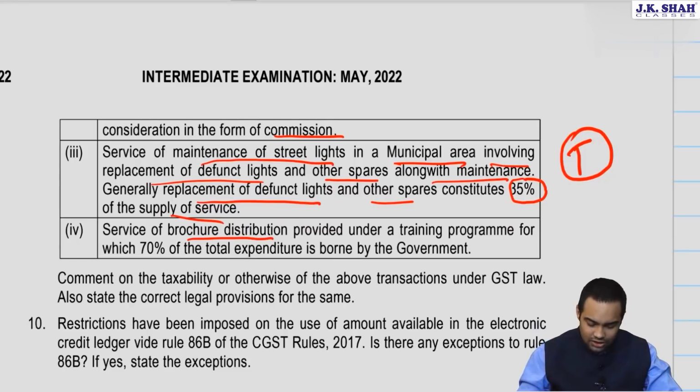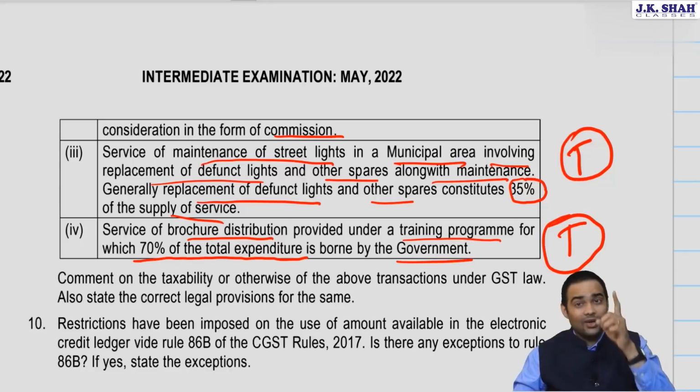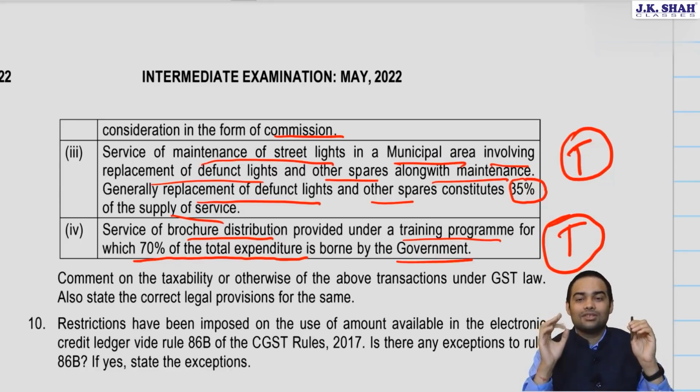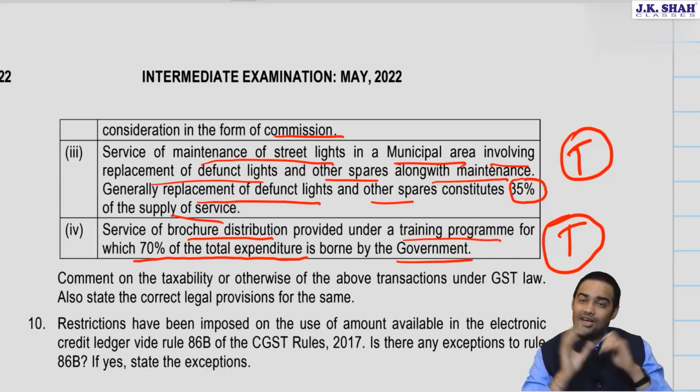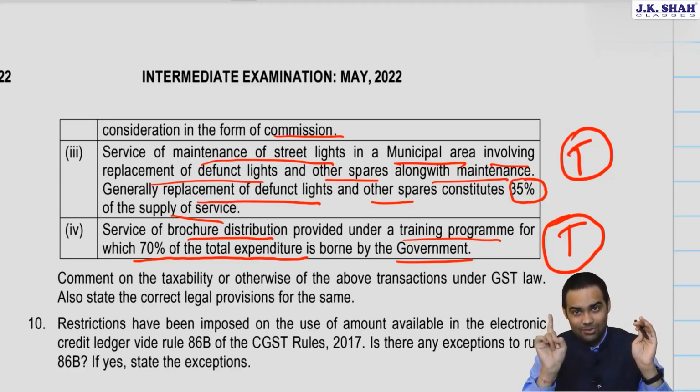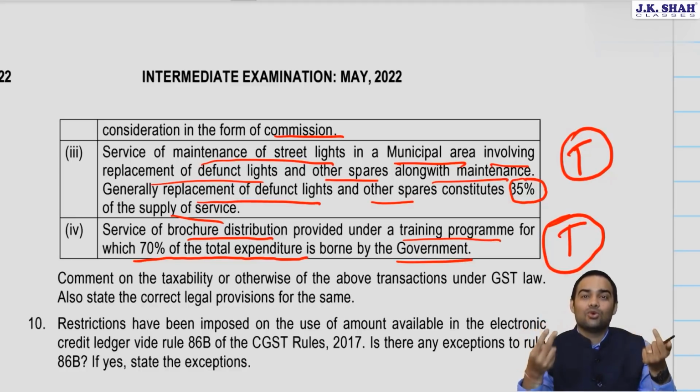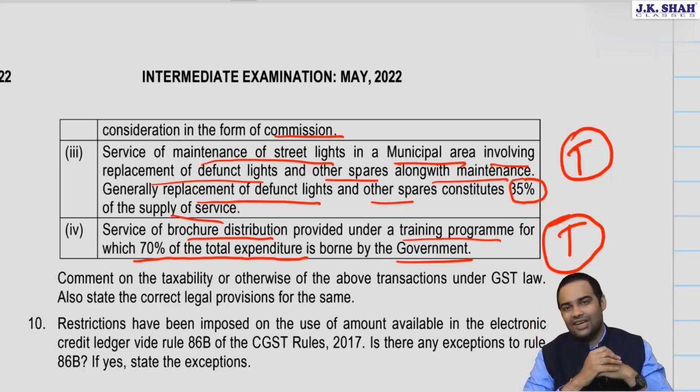Service of brochure distribution provided under the training program for which 70% of the total expenditure is borne by government. This is again taxable. New entry: a training program where 75% or more is contributed by government will enjoy an exemption. But 70% would not be eligible for an exemption. This will be liable to GST. Clear?